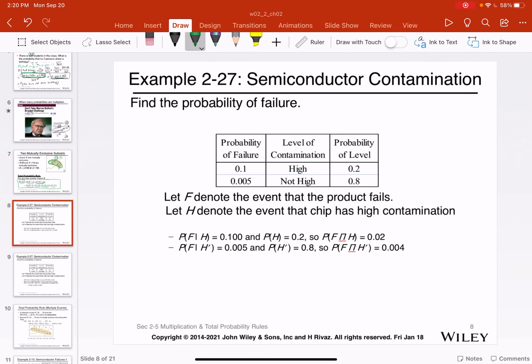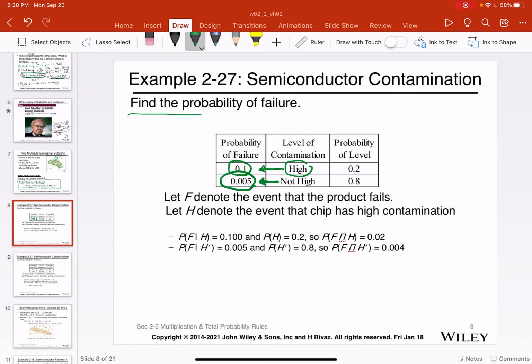So let's look at the first case. We have this table. For a high level of contamination, my probability of failure is 0.1. For a low level of contamination, my probability of failure is 0.005. This makes sense. Let's say you have manufactured a product. If your contamination is high, there's a 10% chance that the product fails. If your level of contamination is low, then this is 0.5%.